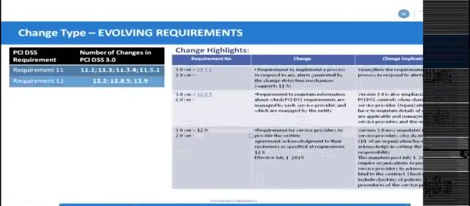11.5.1, let me just try to be a little faster. Requirement to implement a process to respond to any alerts generated by the change detection mechanism.